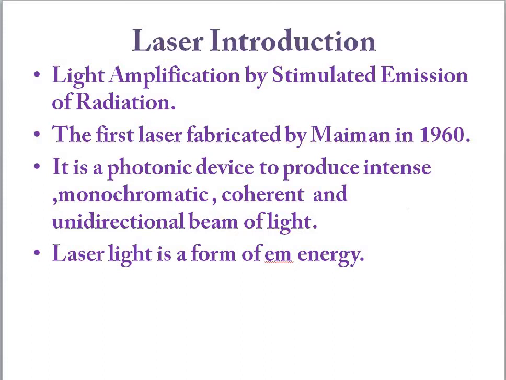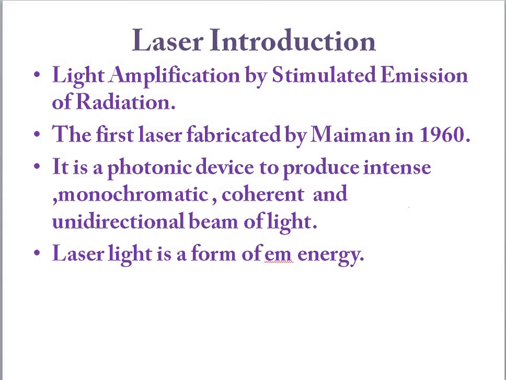The first laser was built in 1960 by Theodore H. Maiman at Hughes Research Laboratory, USA. He was both an engineer and a physicist. And the specialty of the laser is that it is a highly monochromatic, intense, coherent, and unidirectional beam. We can say that it is a photonic device. It produces an intense, monochromatic, coherent, and unidirectional beam of light.